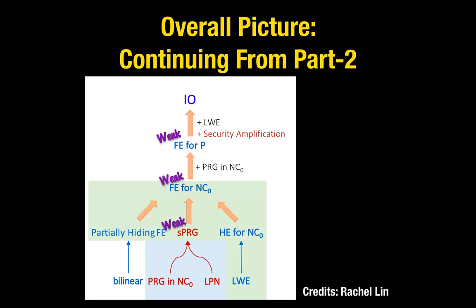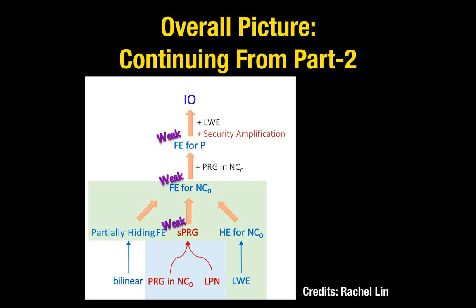So let me start off by recalling the overall picture that you saw from part one and part two. The overall picture was as follows. In order to build IO, all you needed to build was a functional encryption scheme for NC0, satisfying a weak notion of security. And then Rachel told us that in order to build this, it suffices to build three simpler cryptographic gadgets. The first gadget is that of partially hiding functional encryption that you can build from bilinear maps.